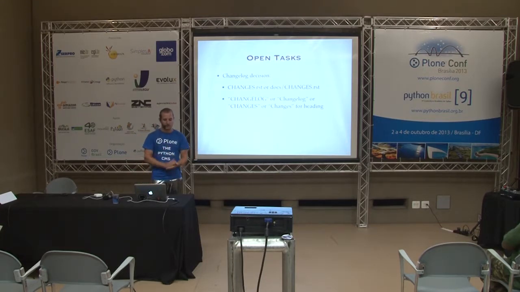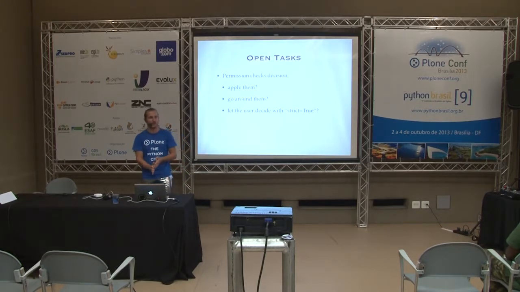Then there's one more decision we need to take. Should changes.rst be in the root or in the docs? I want to have it in the root. A lot of people want to have it in the root, and we need to reach a consensus. And also, in the file, should the title be Changelog capital or changelog, or Changes capital or changes? This needs to be finalized so we can push it out.